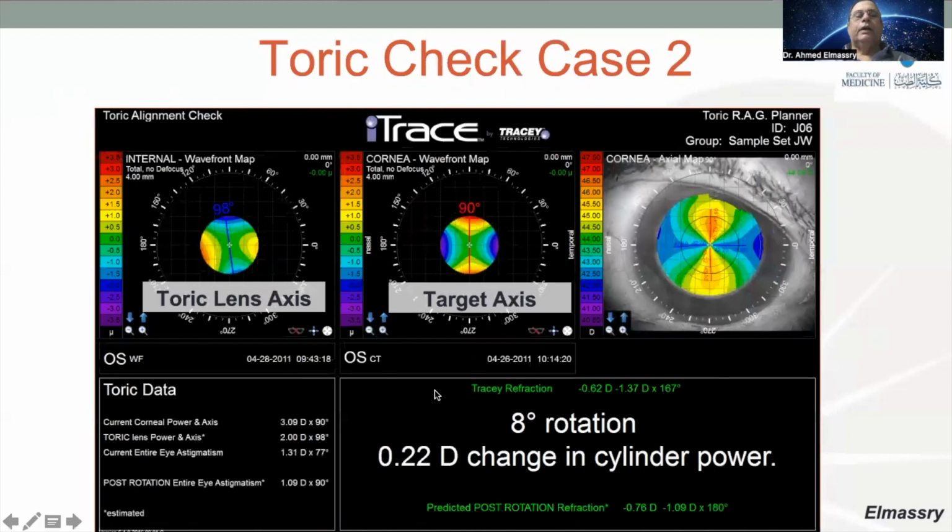But if the toric lens axis, for example, is on 98 degrees and the target axis is on 90 degrees, so there's a difference of 8 degrees rotation. But even in these cases, the Tracey will tell you there is no need to change, because there will not be much change in the power or the diopter of the astigmatism, so there is no need to change it from its place.